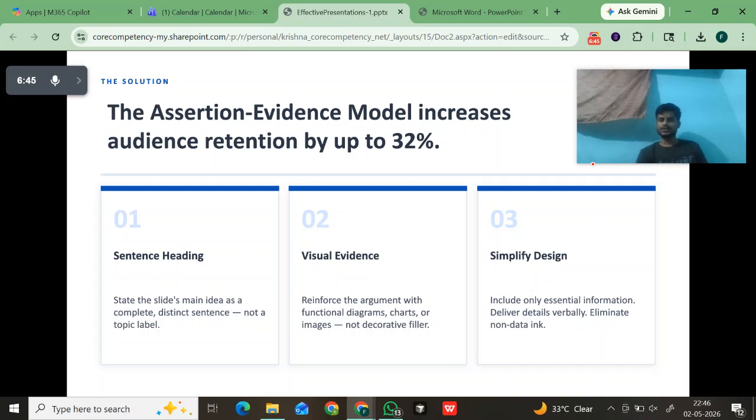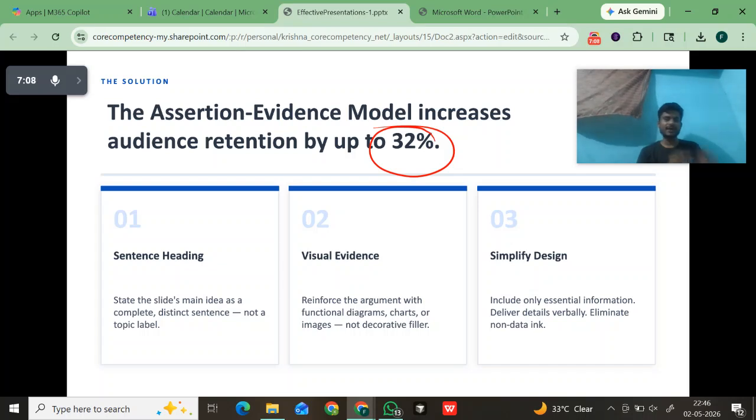So the assertion evidence model increases audience retention by 32%. By the end of this module, you will be able to create your PowerPoint slides in an effective way, so that your slides will be 32% more effective for the learners.